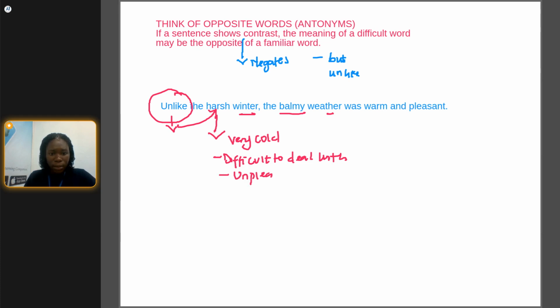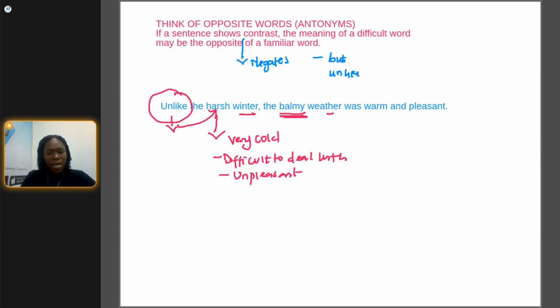Don't forget that the word we are looking at is balmy. So unlike the harsh winter, the balmy weather was warm and pleasant. Since we find a word negating or contrasting something and referring to this word harsh, we've been able to determine the meaning of harsh as very cold in relation to weather, unpleasant, difficult to deal with, and all.